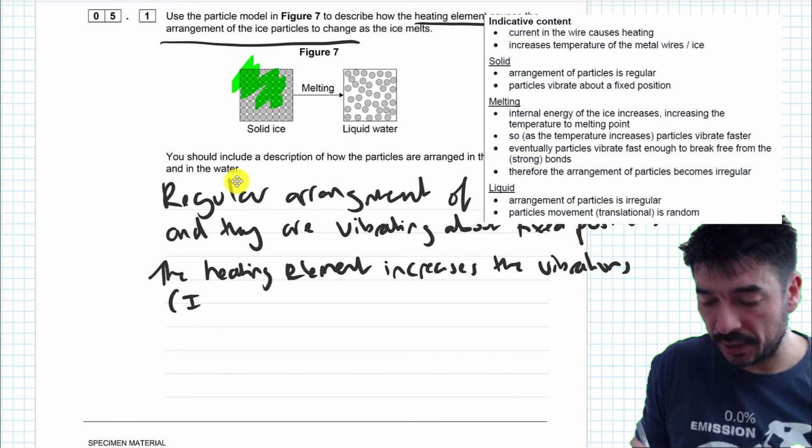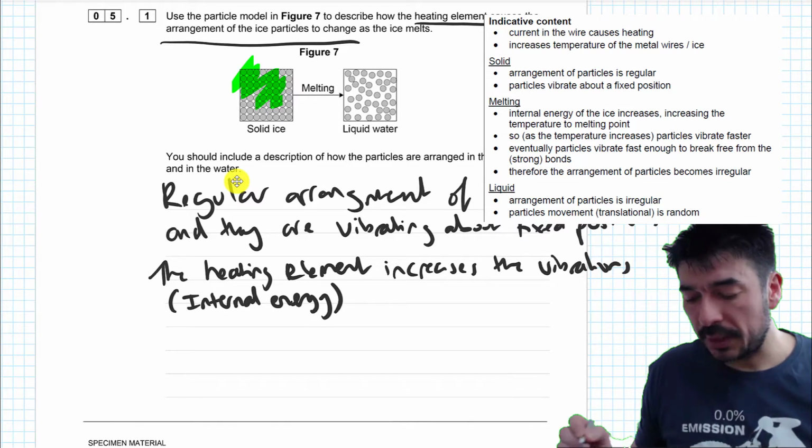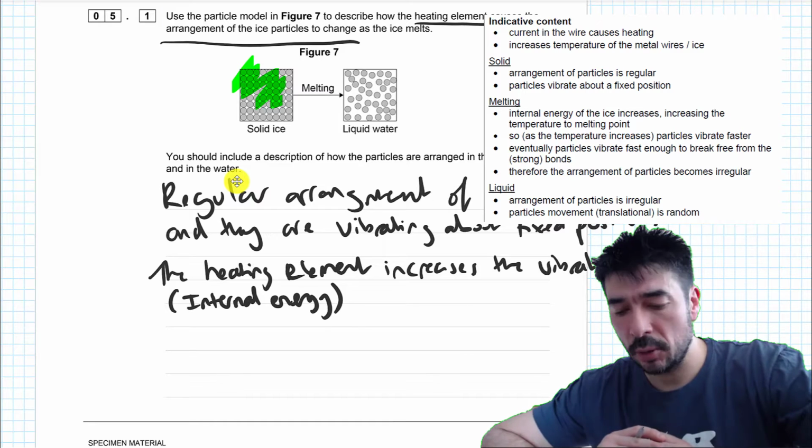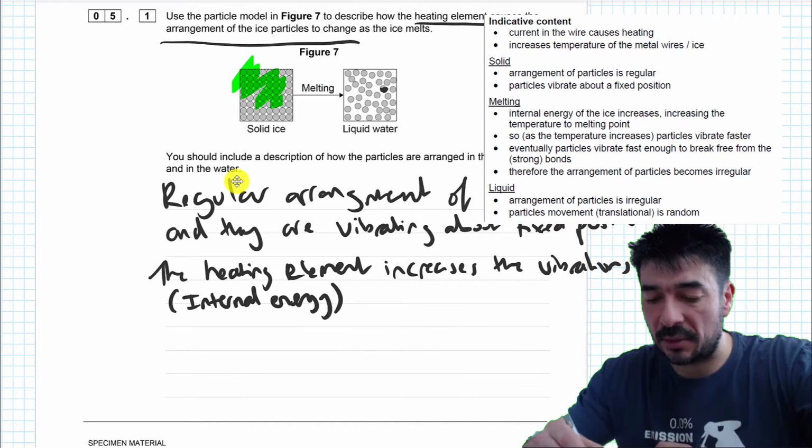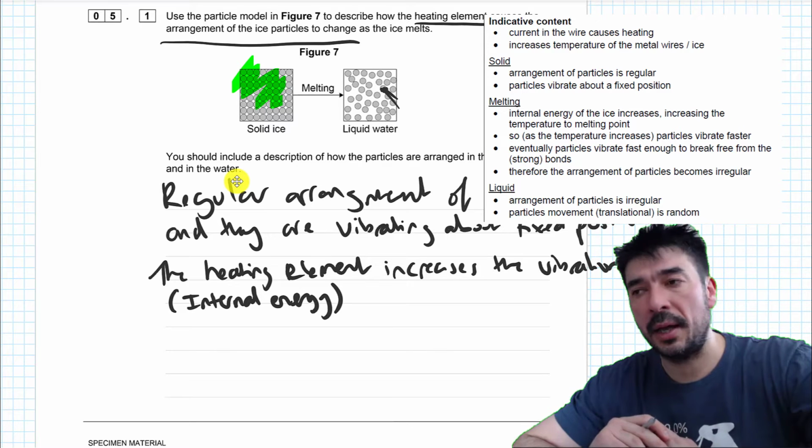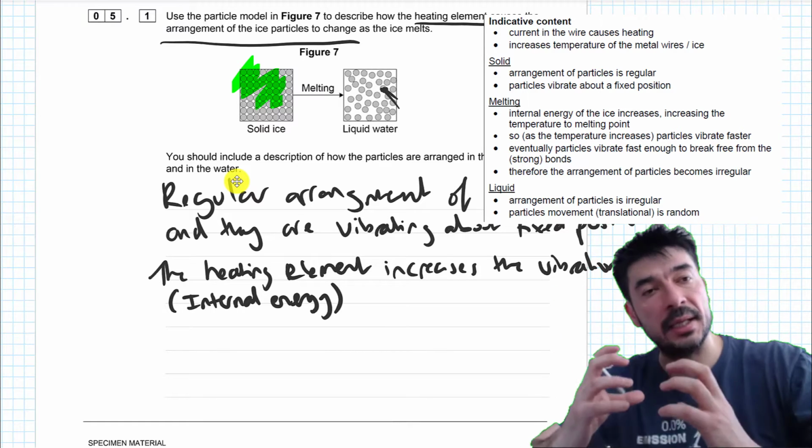I'm going to put in brackets internal energy. Internal energy is just like another way of saying heat, really. It means the total amount of kinetic energy of all the particles, so each of these things is going to have a certain amount of kinetic energy as they go whizzing around, and they're also going to have a certain amount of energy stored due to the electrostatic attraction between the particles.